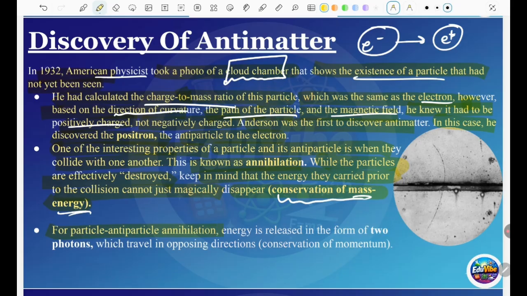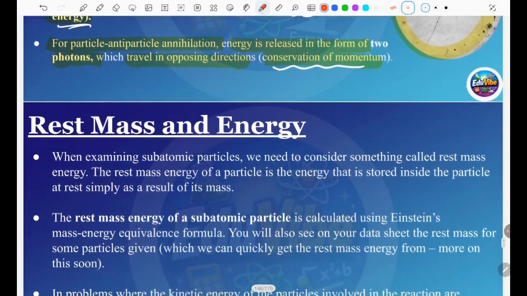For particle antiparticle annihilation, the energy is released in the form of two photons, which travel in opposite directions. So when they collide, the energy is released as two photons going in opposite directions, which follows the conservation of momentum. So we also involve the conservation of momentum. These two laws can be used, and the picture he took from the cloud chamber is lined up like this. From this picture they got the positively charged electron, the positron.